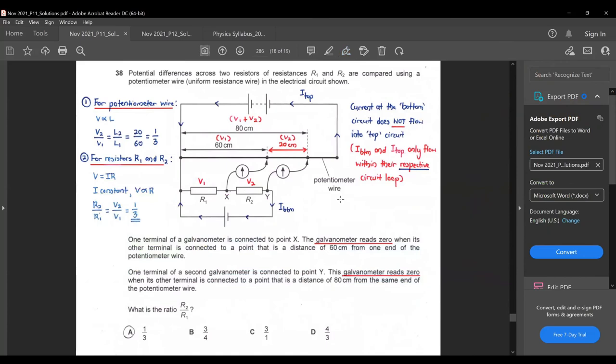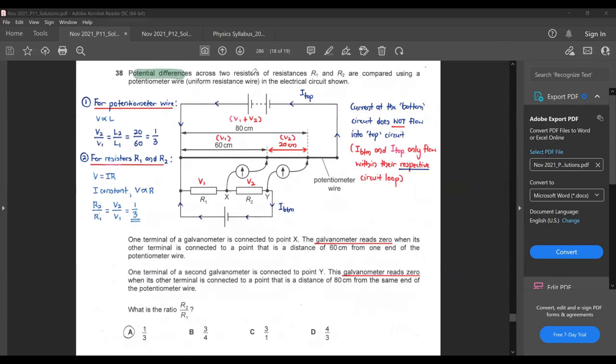Next one is actually your potentiometer. Okay, now here we are told that potential differences across two resistors of resistances R1 and R2 are compared using a potentiometer wire, which is a uniform resistor wire in the electrical circuit shown here. One terminal of a galvanometer is connected to point X. And then the galvanometer reads zero when its other terminal is connected to a point a distance 60 centimeters from one end of the potentiometer.